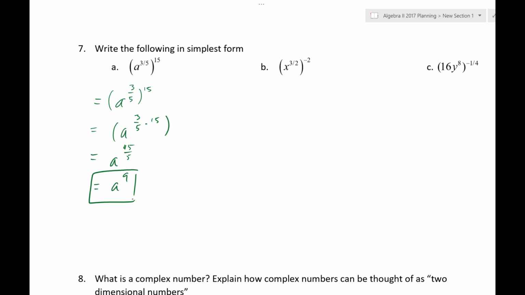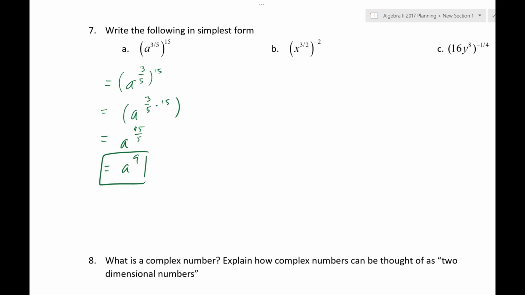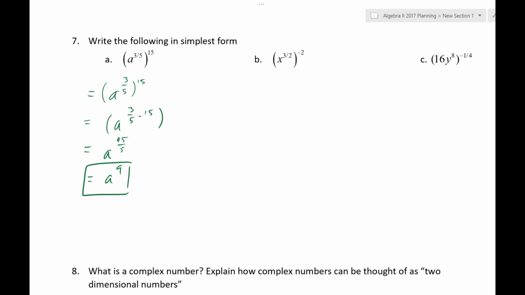Here on B, different ways you could approach this. Some people like to get rid of the negative exponent first. Others like to just start doing the rules of exponents. That's maybe where I'll start. So if I rewrite this as x to the 3/2 power, all raised to the -2, I can apply the rules of exponents like I normally do here. I don't have to worry about the fact that it's negative yet.